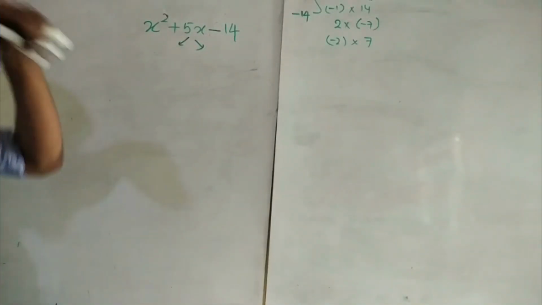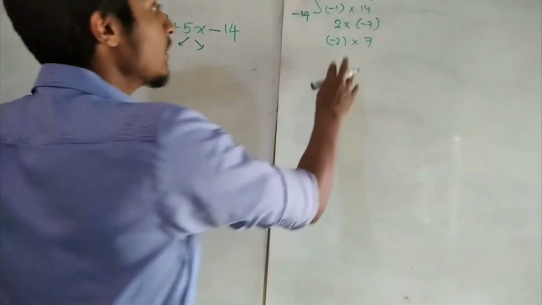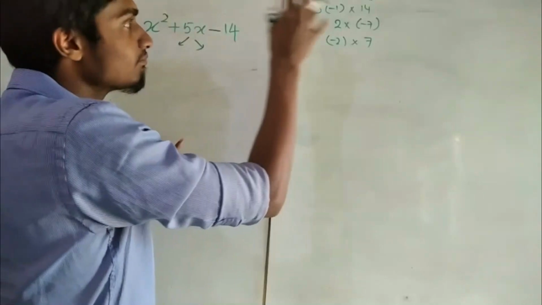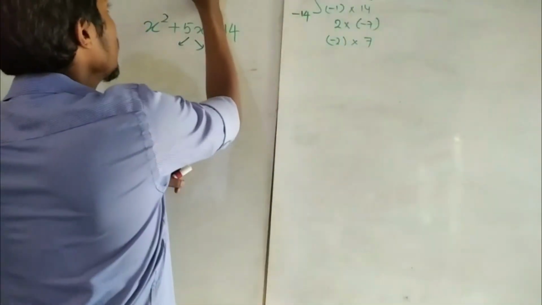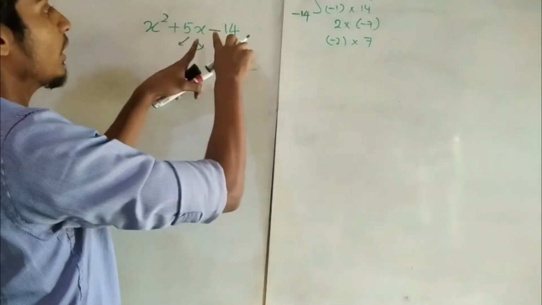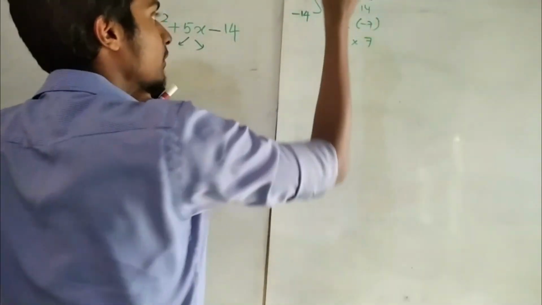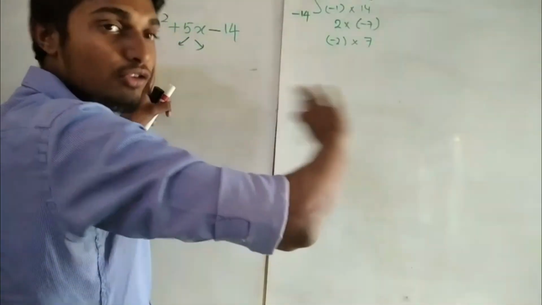Now, what are the two numbers such that when you add them, it should make 5x? 1 and minus 14 is how much? Minus 13. Now, you don't get 5 here. You get minus 13. That is the problem. So this can't be the number, right? If you consider minus 1 and 14, it's going to be plus 13. That is also not the suitable number.